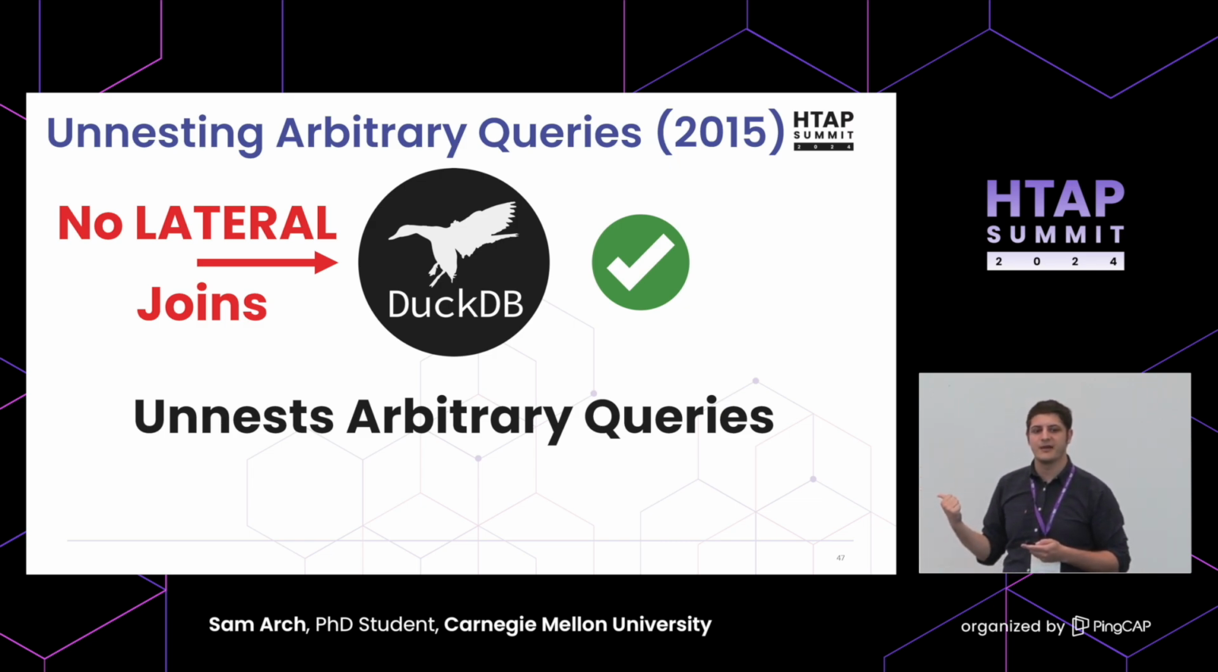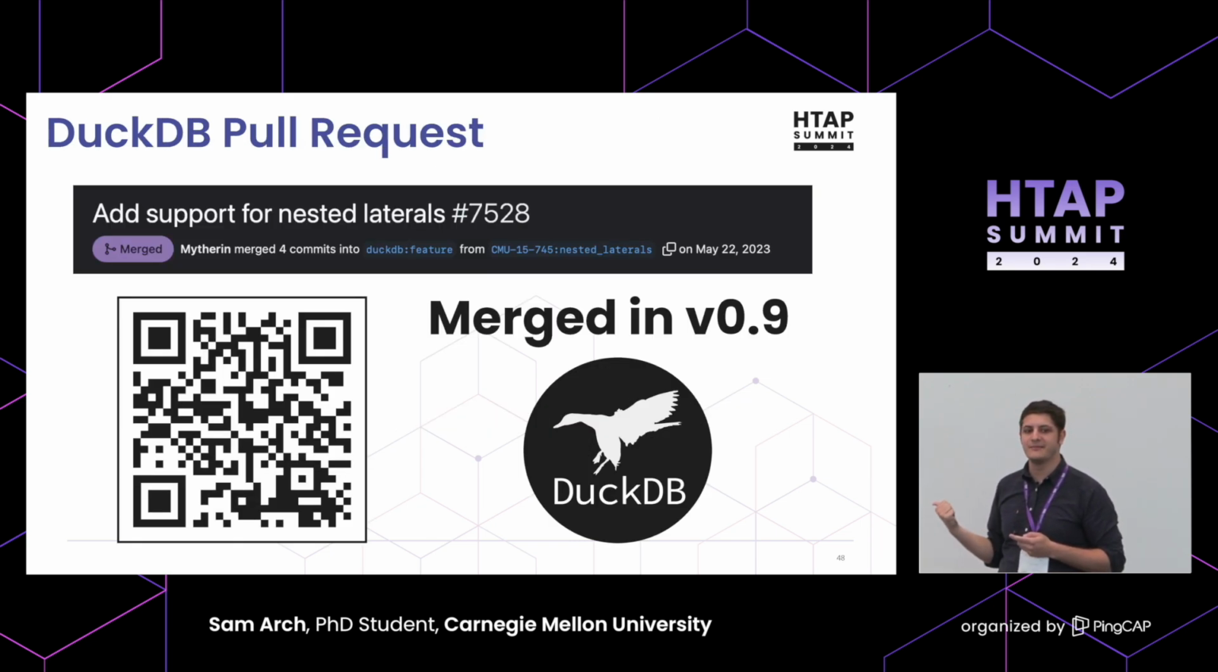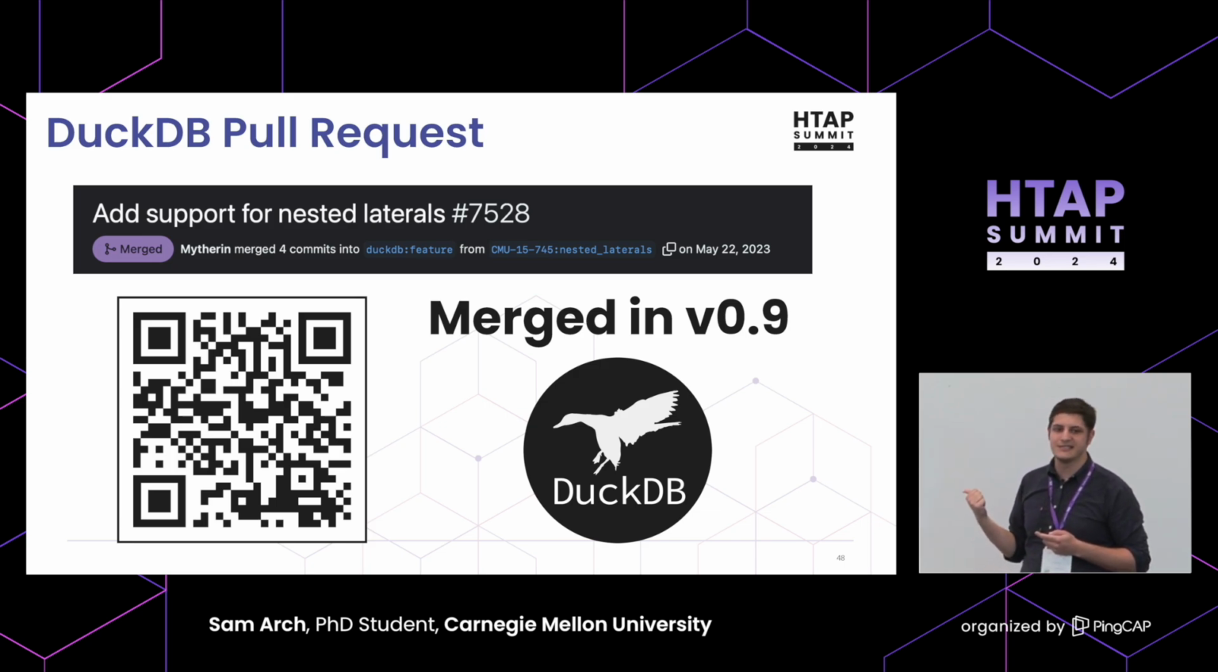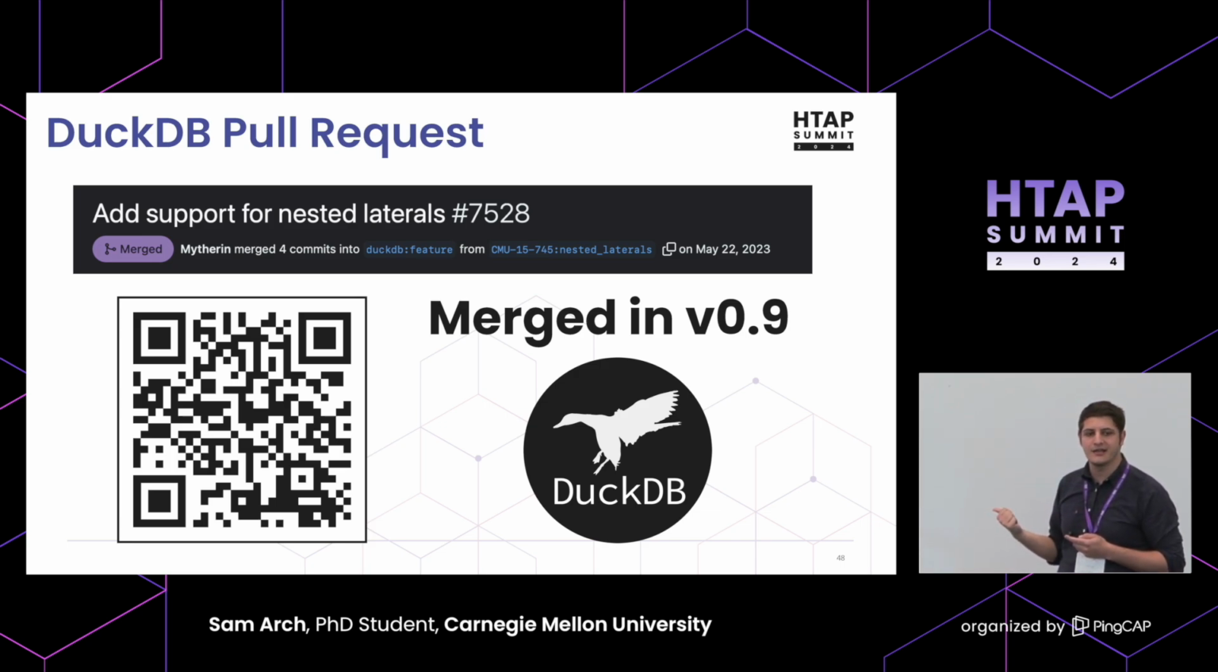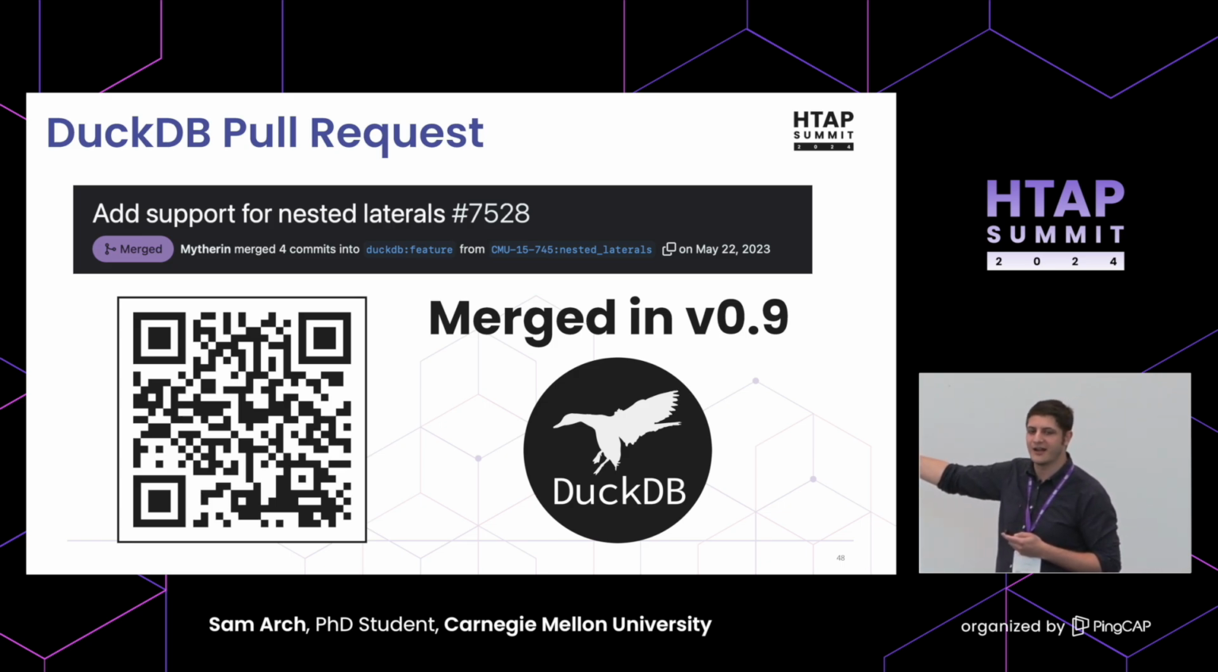But I needed this for my research, so I basically had no choice, and I spent a semester with 2 master's students implementing lateral joins in DuckDB. So we submitted a pull request, which has since been merged as of version 0.9 of DuckDB. And here's the QR code for the pull request if you want to check it out.